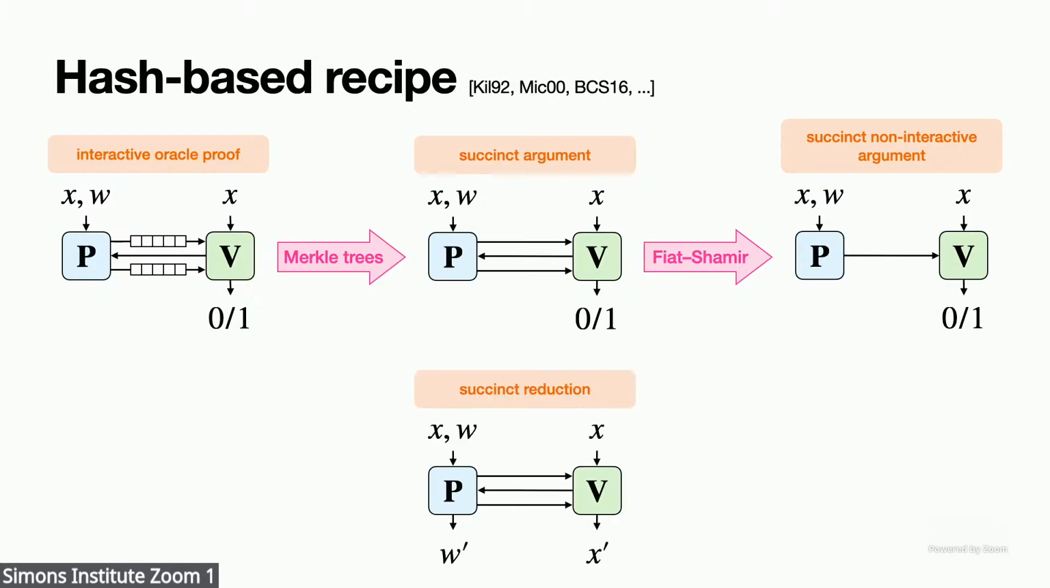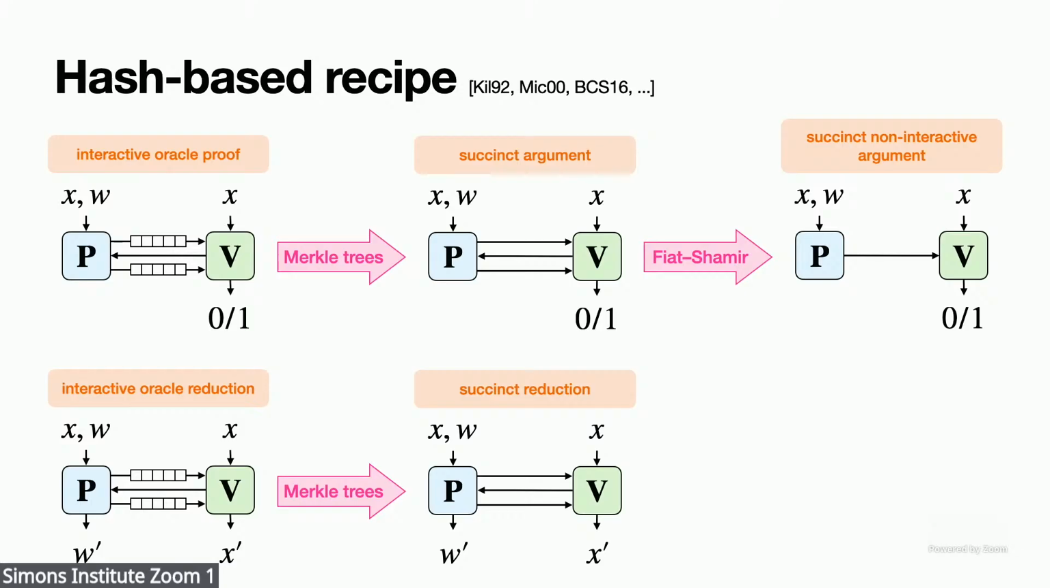What I can do is define this very analogous object to an interactive oracle proof. I'm going to call it an interactive oracle reduction, where it's a reduction where the verifier also has query access to the prover's messages. Basically, using the same compilation procedure, we can obtain a succinct reduction just by replacing, whenever the prover would send a long message, the succinct reduction would instead send a Merkle commitment to the prover's messages.